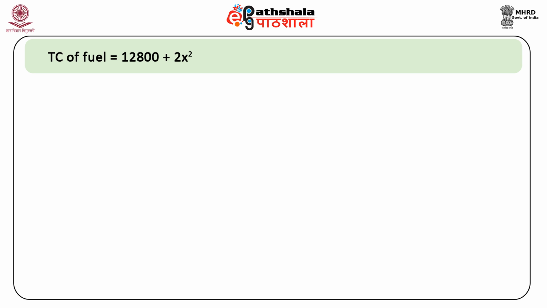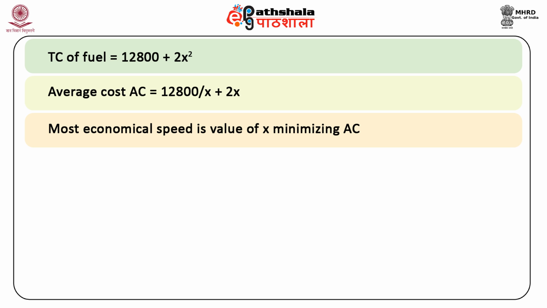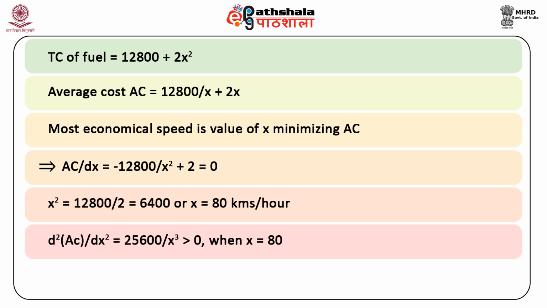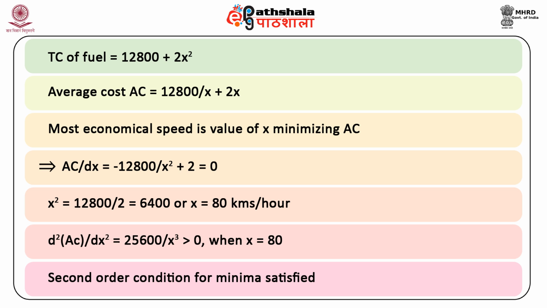Now, the total cost of running the train when its speed is X kilometer per hour is TC equal to 12,800 plus 2X square. The average cost becomes 12,800 upon X plus 2X. The most economical speed will be that value of X which minimizes AC. So dAC upon dX is 0 for a minima, which gives X equal to 80 km per hour. And the second order condition provides the second derivative of AC with respect to X at X equal to 80, which is positive. The second order condition for minima is hence satisfied.